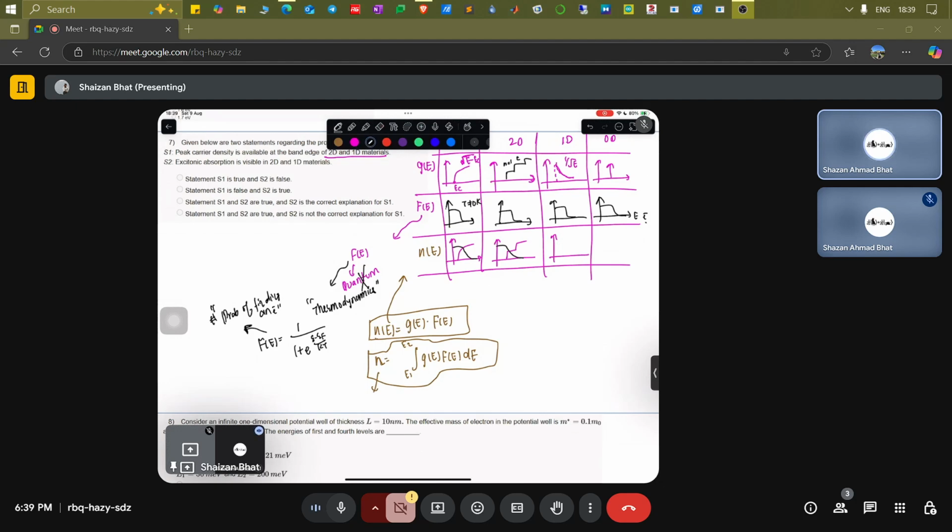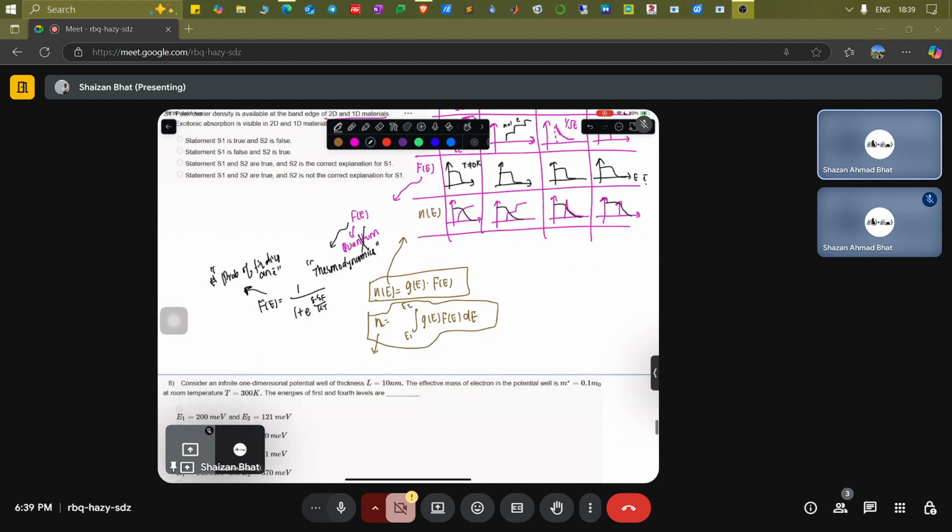Let me draw it like this. The Fermi function, density of states, okay, just use the same color. So this is density of states, and then you have the Fermi function. So when you multiply it, you see that there is an overlapping area, which is this thing.